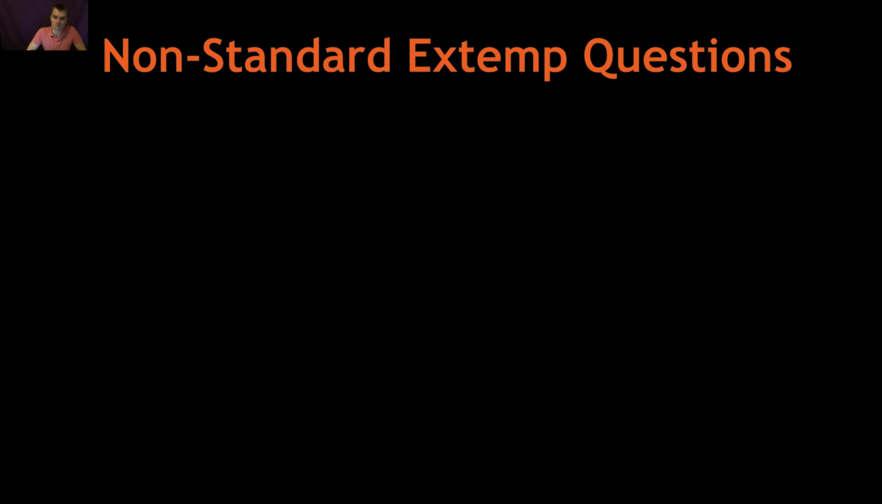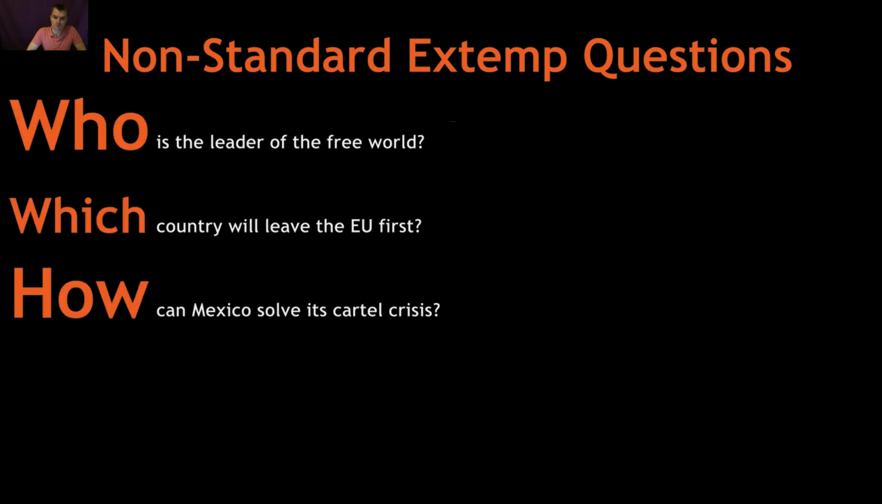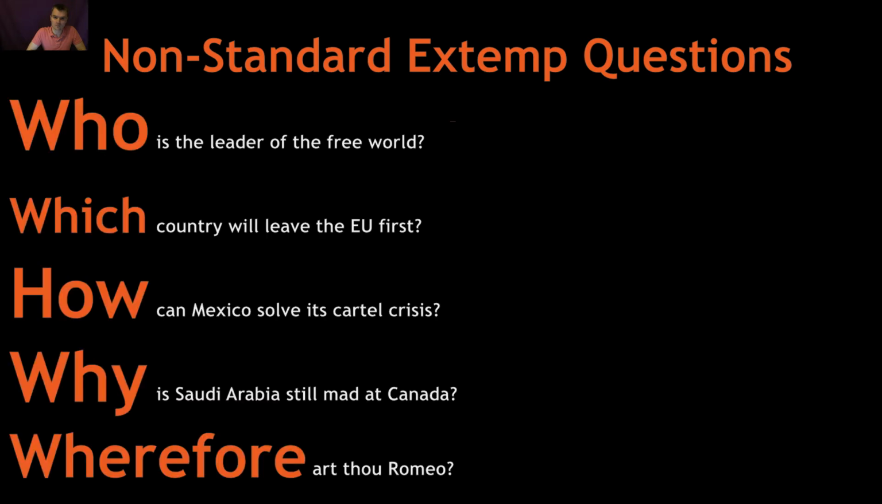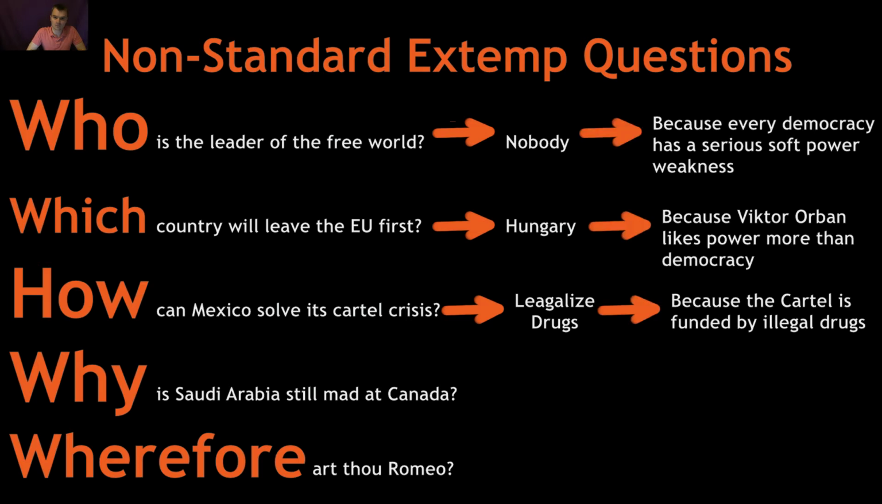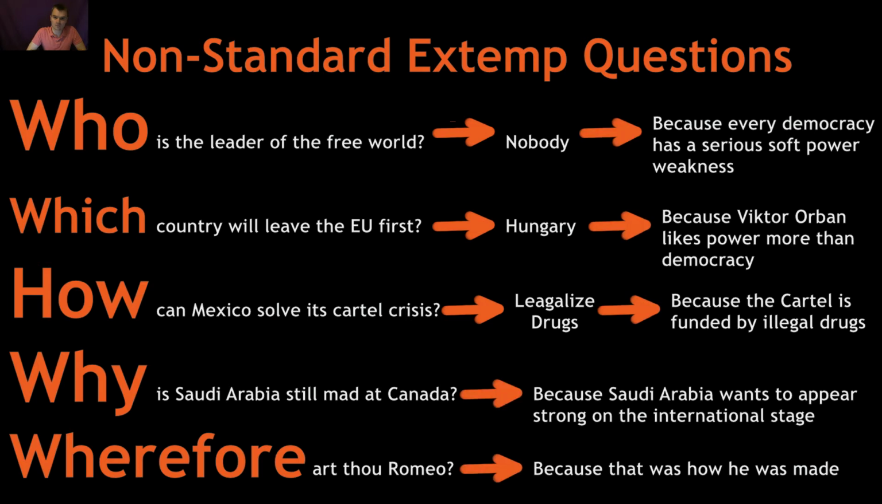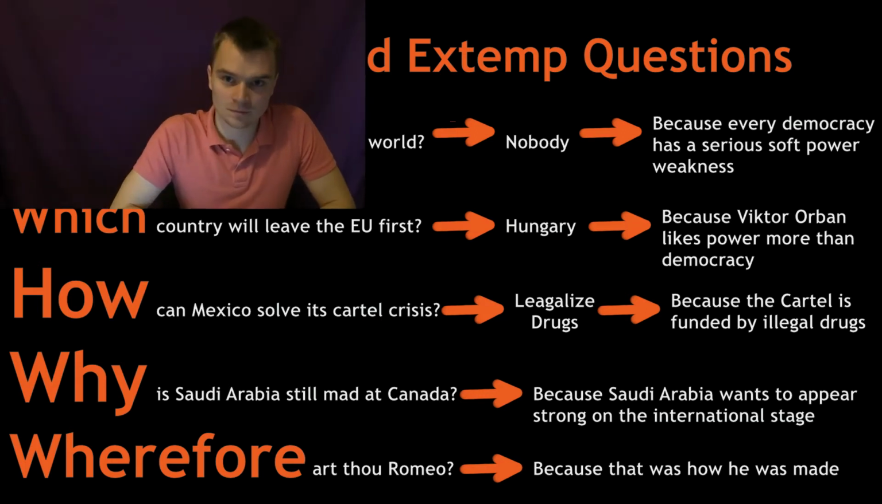After you ask the question, it's time to answer it. Simply say yes or no, followed by one sentence of explanation. This is future Mallory. Despite what my past self may have said, not every extemp question can be answered with a yes or no. Questions that begin with who, which, how, why, and wherefore require special attention. Some of these questions should be answered with one or two carefully chosen words, followed by a brief explanation. And for some, the brief explanation and the answer are the same thing. Back to you, past Mallory.